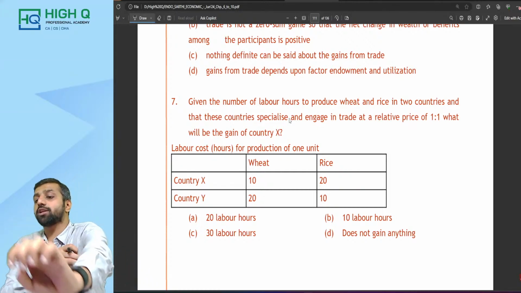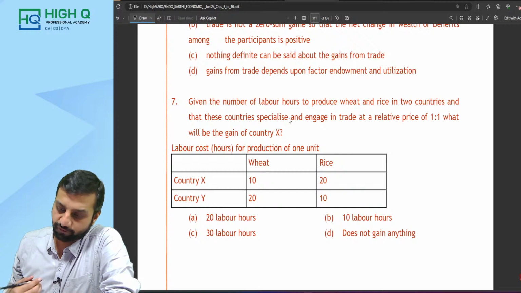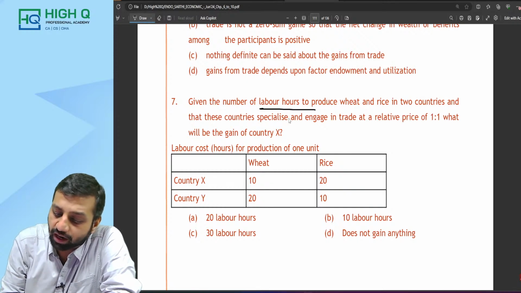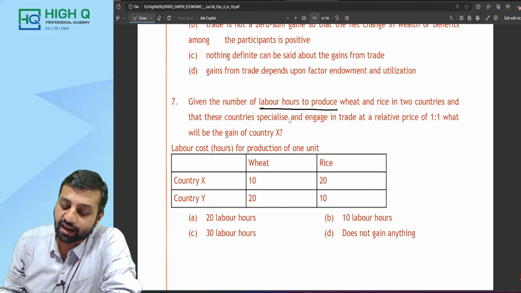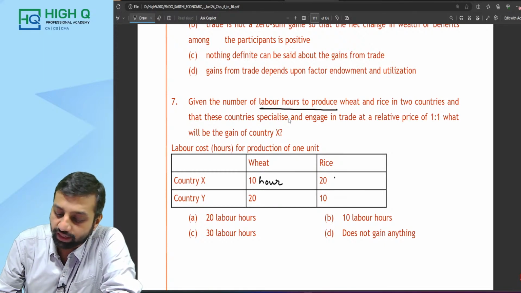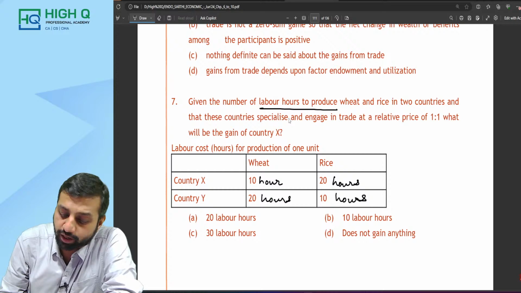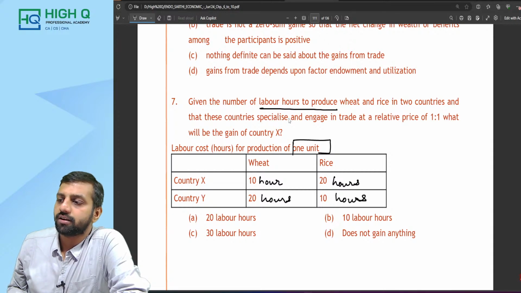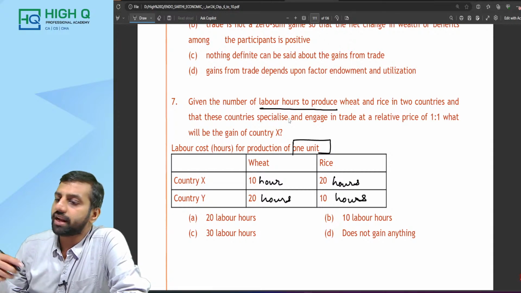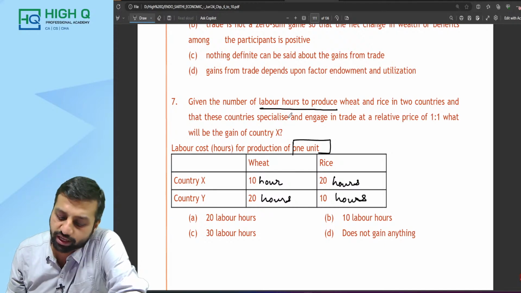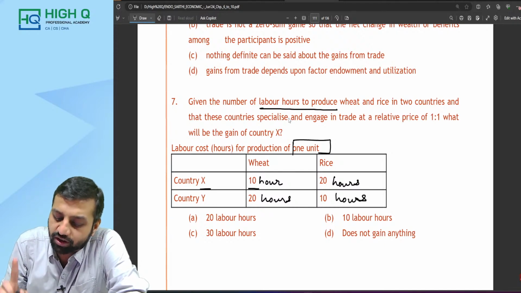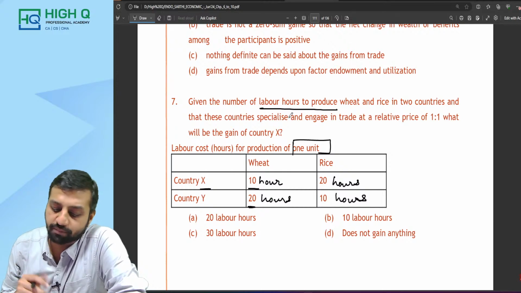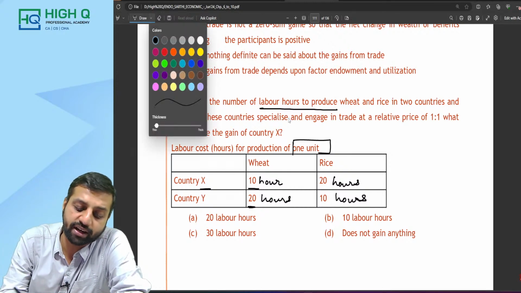Somebody had a doubt in question number 7. Faridul, labor hours to produce. That means, can I say these are 10 hours, 20 hours? To produce how many units, Faridul? 1 unit. So let us see which country is better at producing which commodity. Country X requires 10 hours for 1 unit. Country Y requires 20 hours. So Faridul, tell me, in manufacturing wheat, who has an advantage?